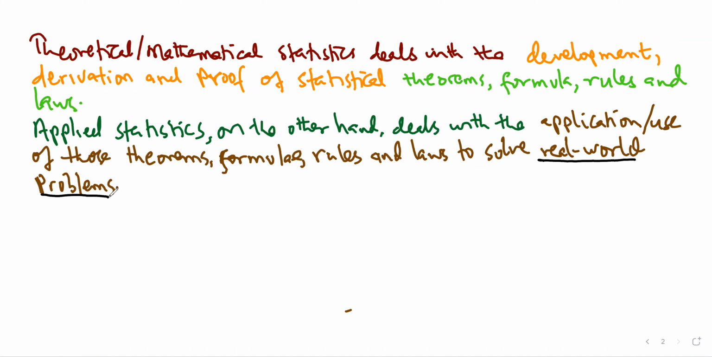Now, from the look of things here, it looks like our bias will be on the applied statistics. Okay, so we'll be looking at more details of applied statistics, and we'll notice that applied statistics can be further classified into two, the descriptive and inferential statistics. And for this particular class, our focus will be on one branch of applied statistics known as descriptive statistics.